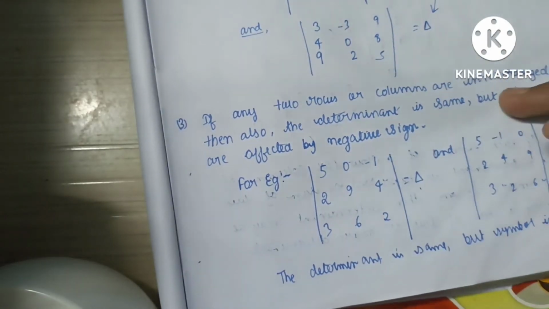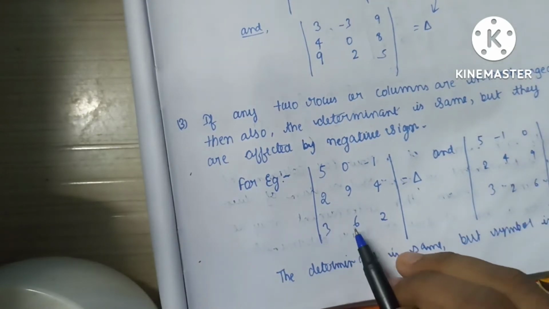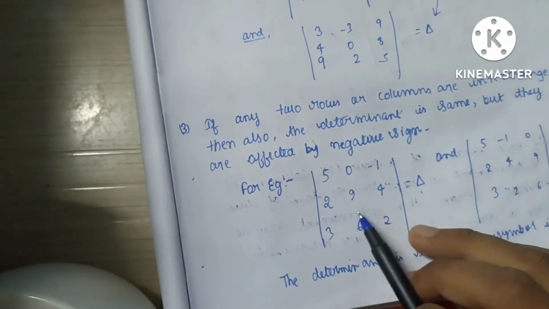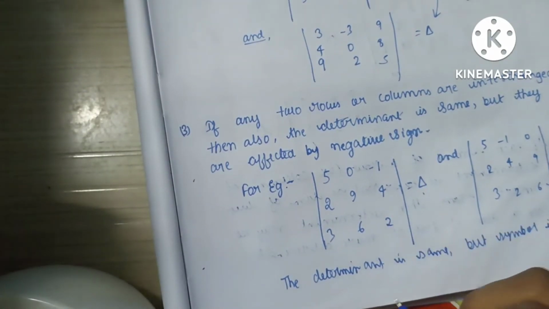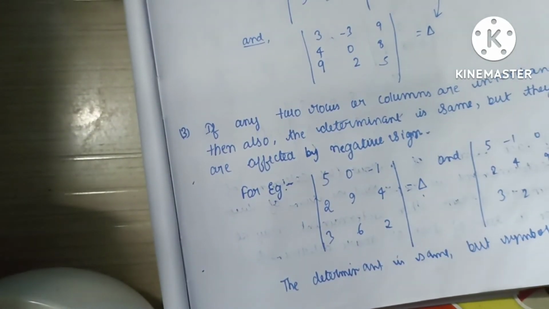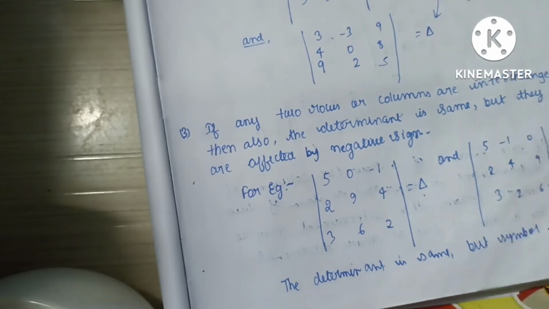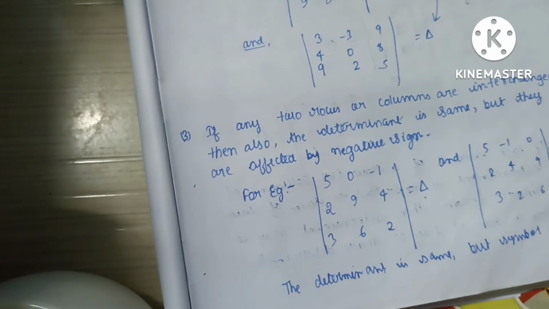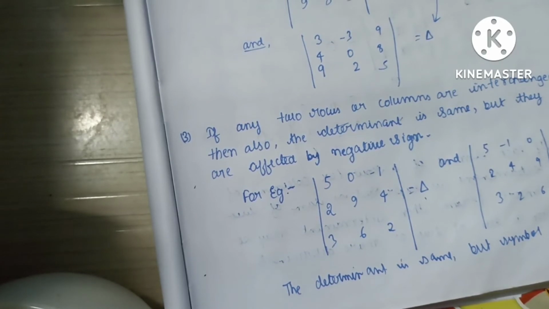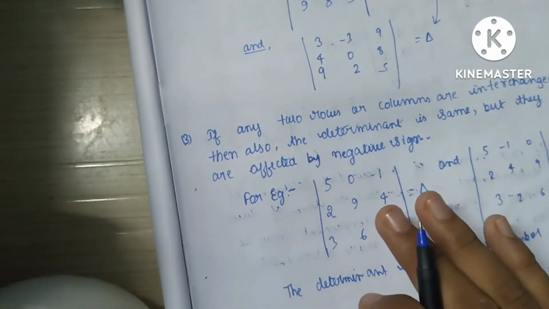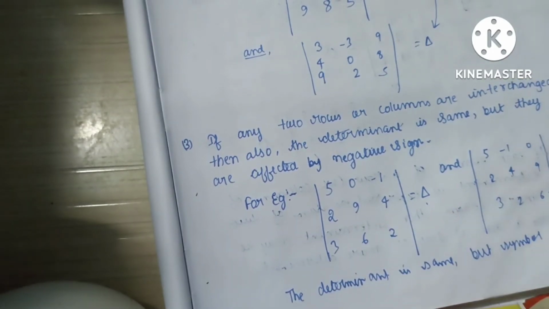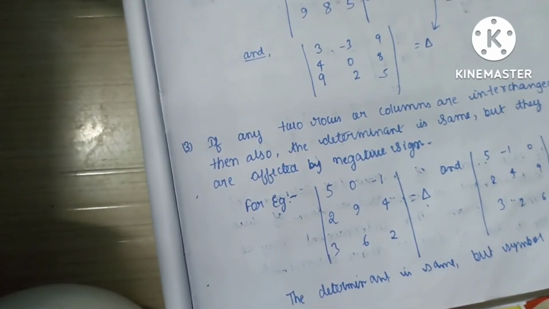Here what have we exchanged? We have exchanged the second column with the third column, and the answer is affected simply by a minus symbol in the determinant. So the determinant is same, but it is affected by the negative symbol. If the answer here is 2, here it will be -2. This type of relation is there between the determinants.